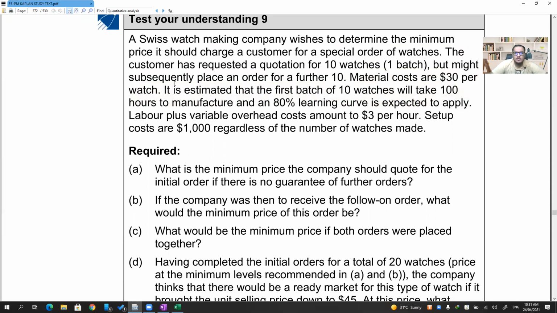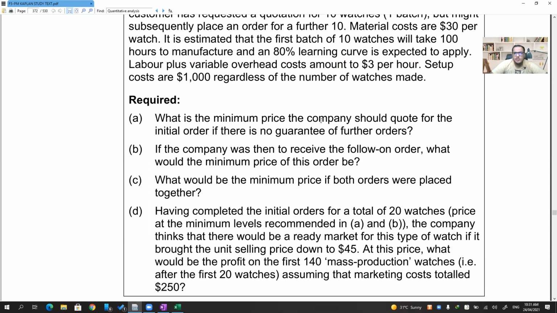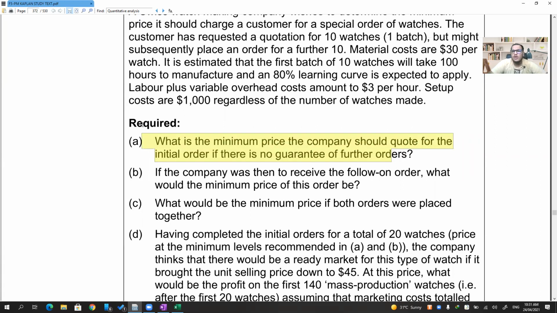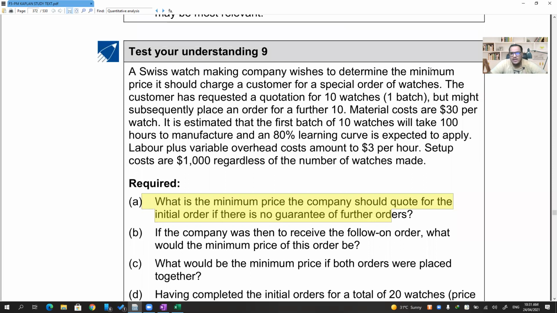Material costs are $30 per watch. It is estimated that the first batch will take 100 hours to manufacture. An 80% learning curve is expected to apply. Labor plus variable overhead costs amount to $3 per hour. Setup costs are $1,000 regardless of the number of watches made. What is the minimum price the company should quote for the initial order if there is no guarantee of a further order? Okay, so very easy to calculate.